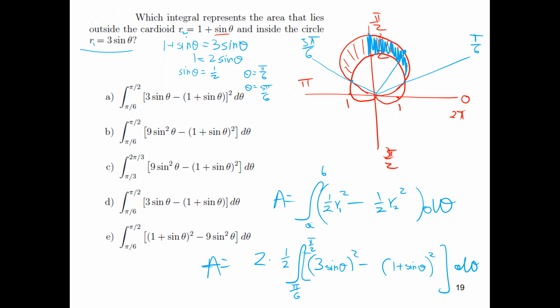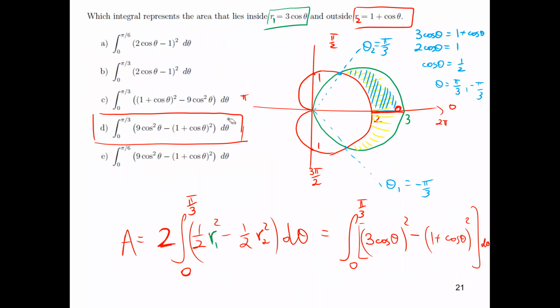You have to help me. B, I will circle B. Yes, because this one is missing the square. This one is missing the square. This one is the other way. It's 9 sine squared minus the cardioid squared. Okay, that's what I can do.